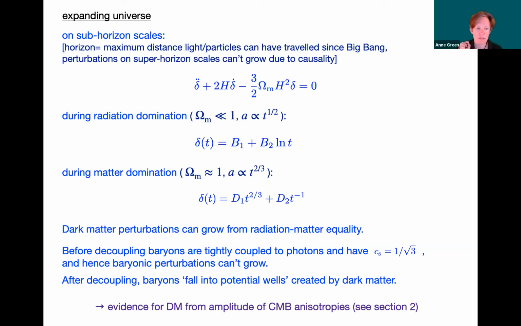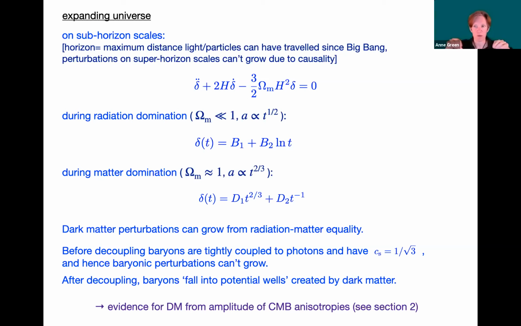The baryons are different though, as we've already talked about. Before decoupling, the baryons and photons are tightly coupled together. So the baryons experience the pressure from the photons, and so they have a sound speed equal to 1/√3. And the upshot of that is that at early times, the baryon perturbations can't grow because the baryons are coupled to the photons. However, after decoupling, once the atoms are formed and the universe becomes neutral, the baryons decouple from the photons.